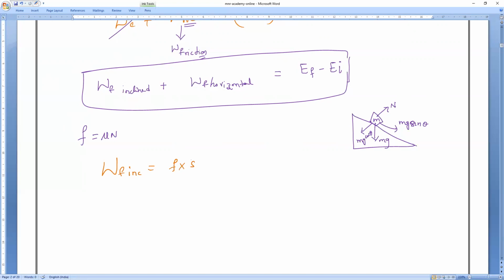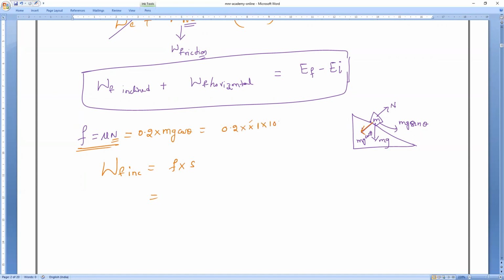Now observe, the frictional force is equal to mu into N. What mu value have they given? Check it, everybody. Mu value is 0.2. Now, on an inclined surface, is the normal mg or mg cos theta? Speak loudly. mg cos theta.